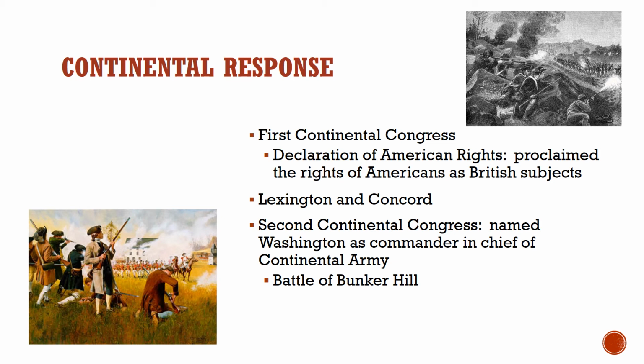But this is a continental army, and the selection of George Washington is important because George Washington was from Virginia, not Massachusetts. So the idea is there is a message being sent to the British government. This is not a Massachusetts thing. This is an all of us thing, a continental thing.